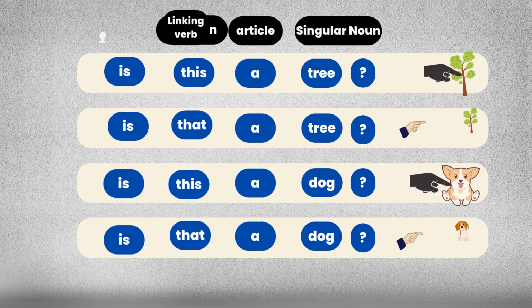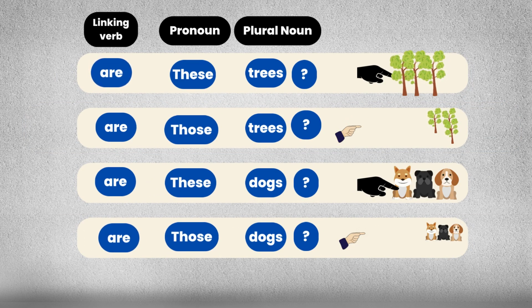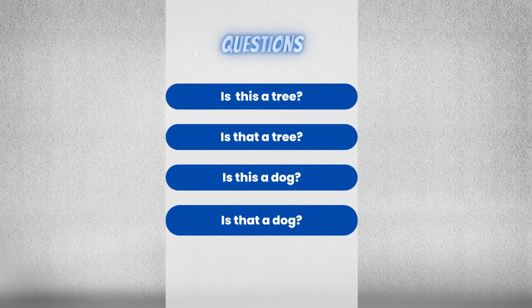Questions formed from these sentences will be like this. Is this a tree? Is that a tree? Is this a dog? Is that a dog? Are these trees? Are those trees? Are these dogs? Are those dogs? You have learned to form these sentences and these questions from the sentences.